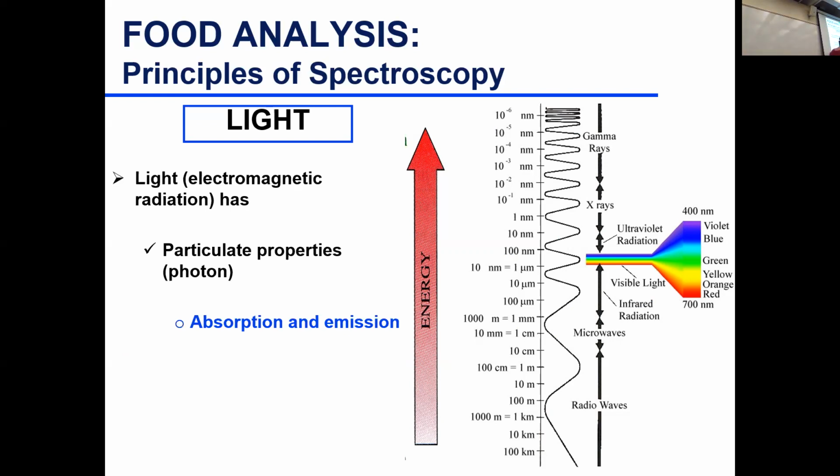So absorption and emission is the part of spectroscopy that we will be talking about the most. And this happens in this region: infrared, visible, and ultraviolet. That's where most of our analysis, if not all of our analysis, is going to be. So usually you have absorption and emission in the region of ultraviolet and visible, and then for infrared, mostly you're going to be measuring absorption.